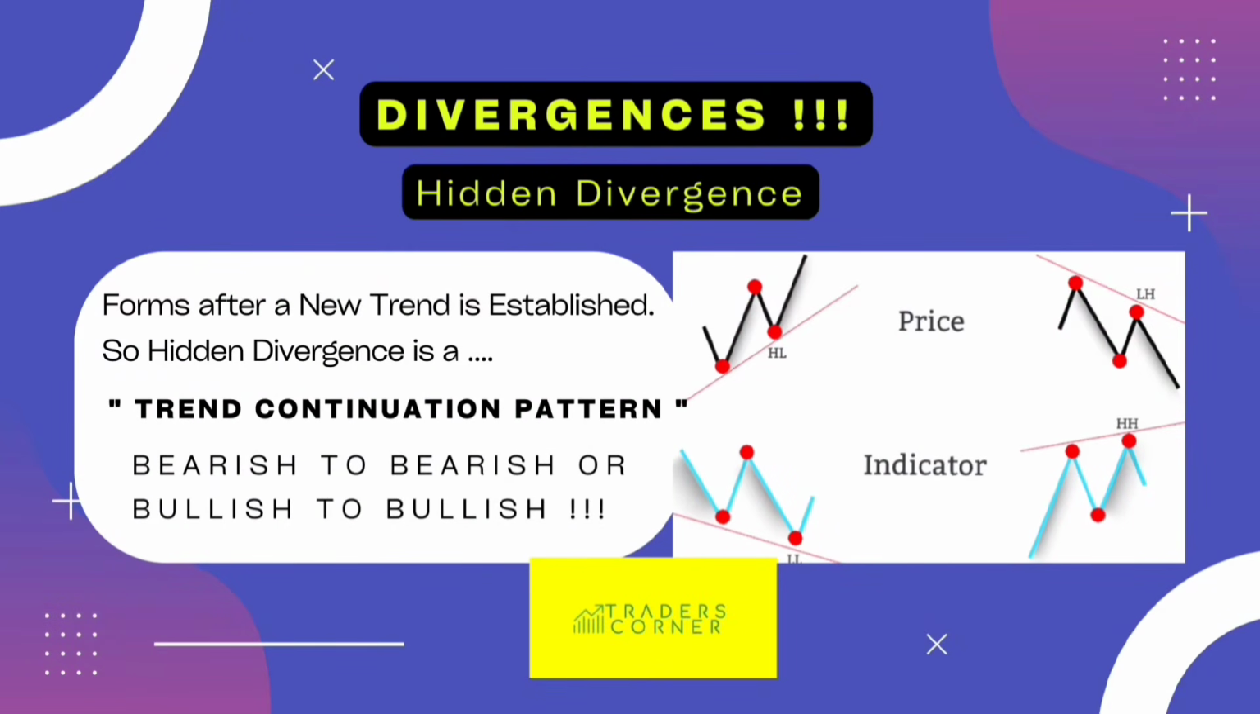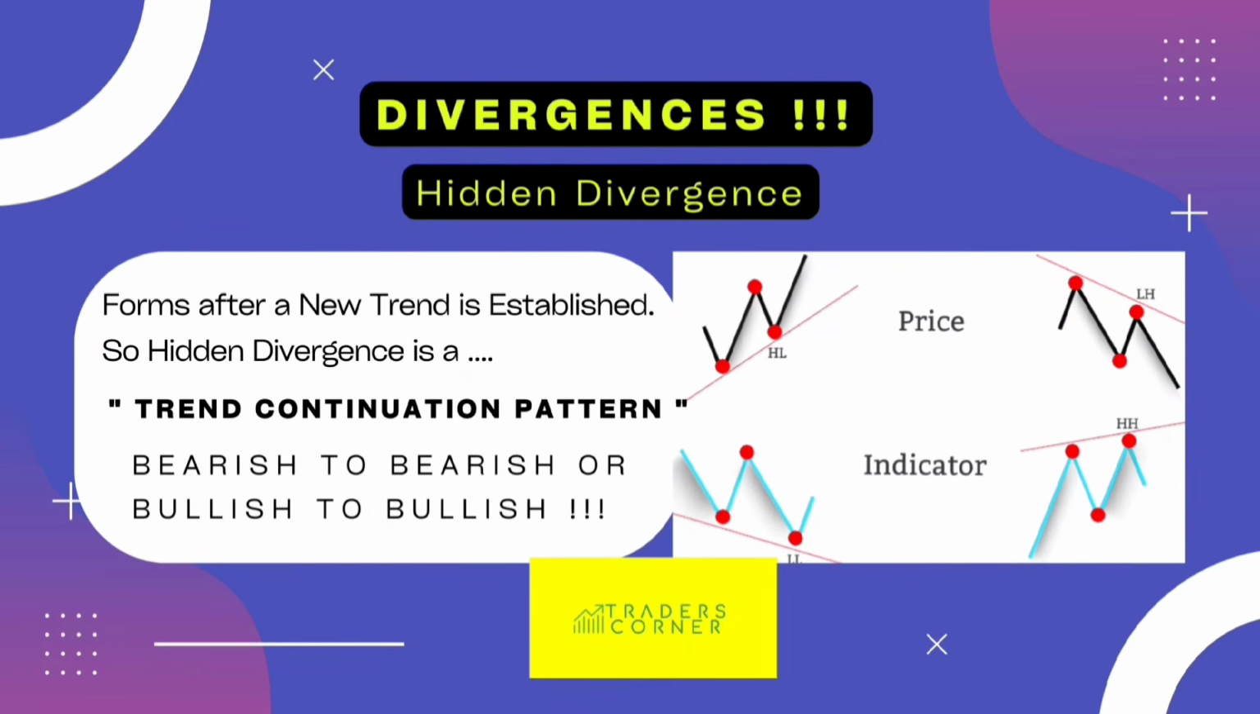Next one is nothing but hidden divergence. Hidden divergence forms after the classic divergence. So first we saw classic divergence as a trend reversal pattern. What is the next one? Hidden divergence is a trend continuation pattern. So hidden divergence always comes after classic divergence. Hidden divergence forms after a trend reversal. Hence, hidden divergence is nothing but a trend continuation pattern.